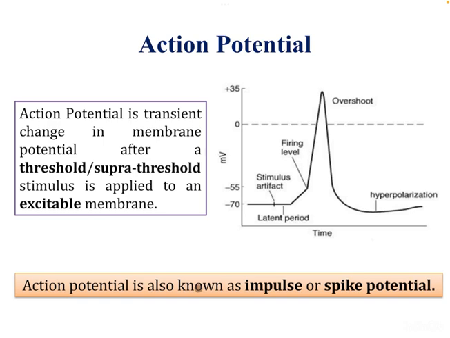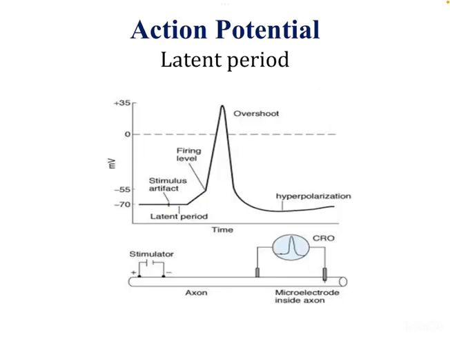Action potential is also known as impulse or spike potential. This electrical signal is critical to the functions of the nervous system. The nervous system receives, processes, initiates and transmits all the messages through action potential, and all the muscles, including skeletal, cardiac and smooth muscles, initiate contraction.